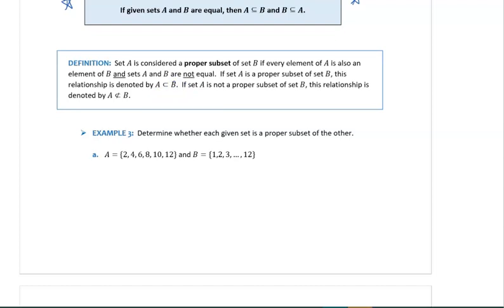If set A is not a proper subset of set B, then this relationship is denoted using that symbol with a line through it. Example 3. Determine whether each given set is a proper subset of the other.